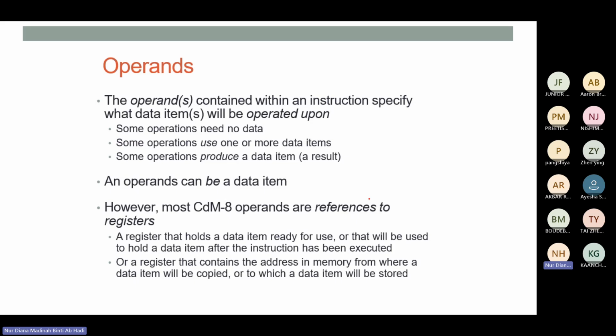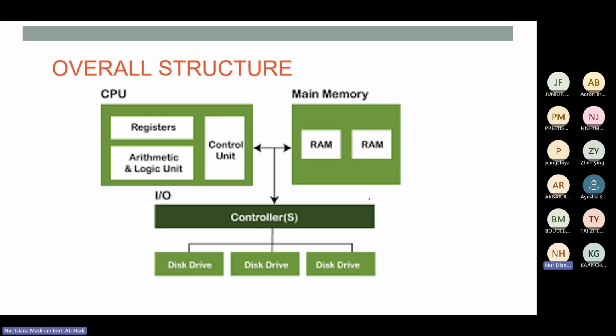For example, some operations need no data, some of them require one or more data items, some of them will produce a data item. So an operand can be a data item. However, most of the CDM8 operands are references to a register. A register will hold your data item ready for use, or will be used to hold your data item after the instruction has been executed, or a register that contains an address in memory from where a data item will be copied or to which a data item will be stored. So this would be the overall structure, where we use the real hardware names.